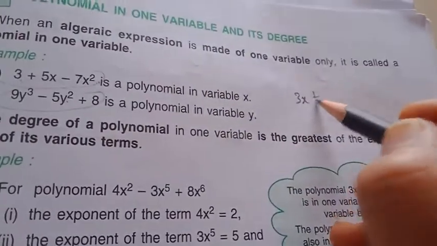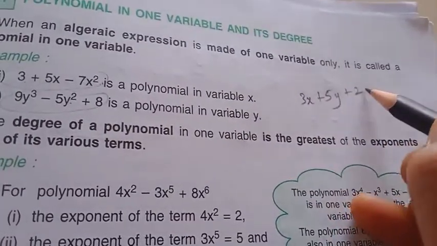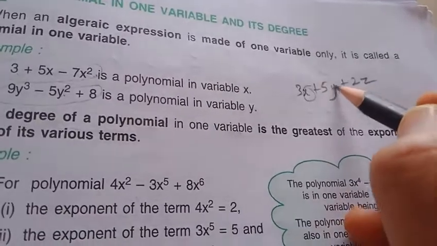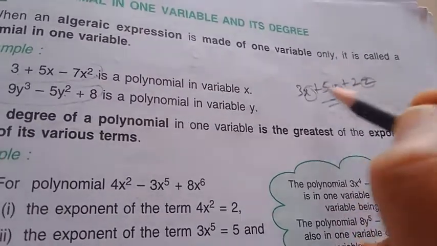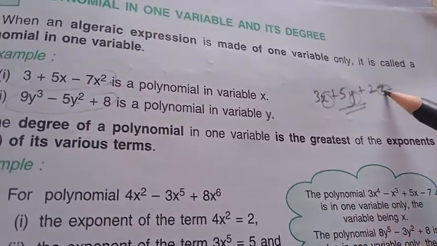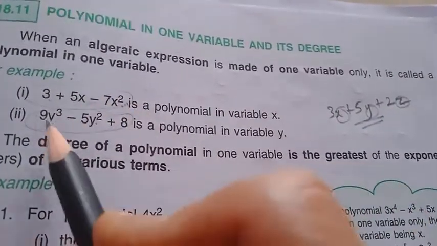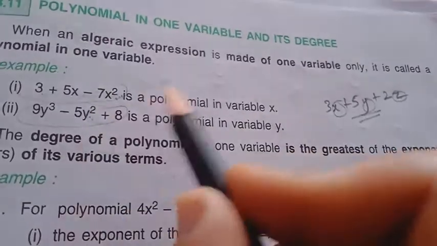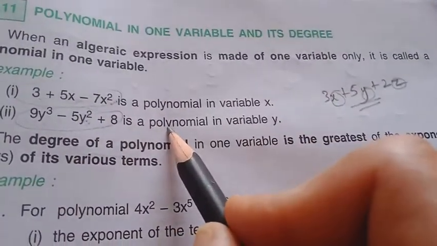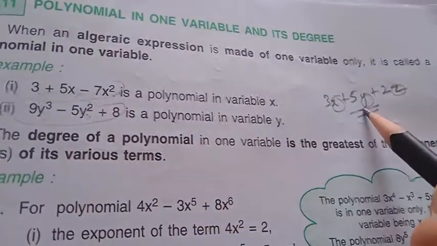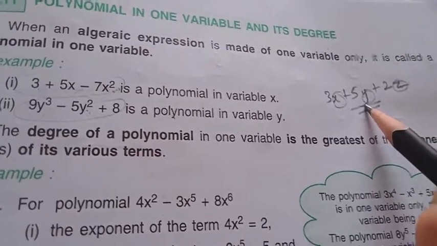Now sometimes you might have seen 3x plus 5y plus 2z. What does it mean? x, y, z: 3 different kinds of variables are used here. But in these cases, only one kind of variable is used, x and x, here y, y. That means these are polynomials in one variable and these are polynomials in different variables.